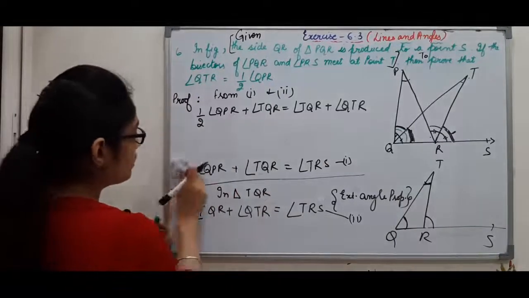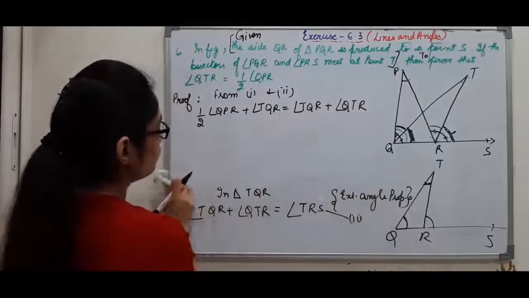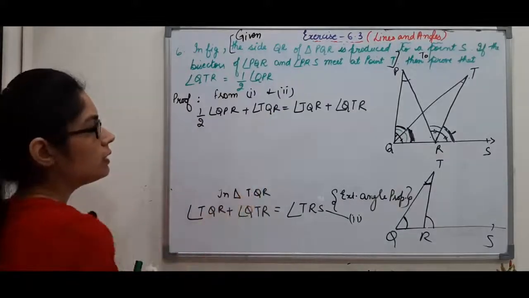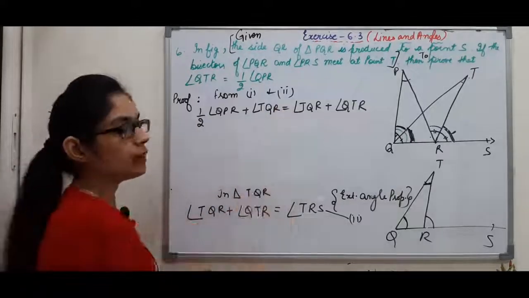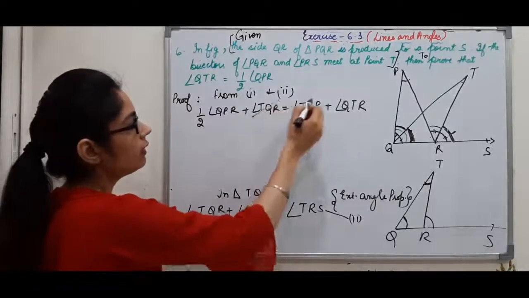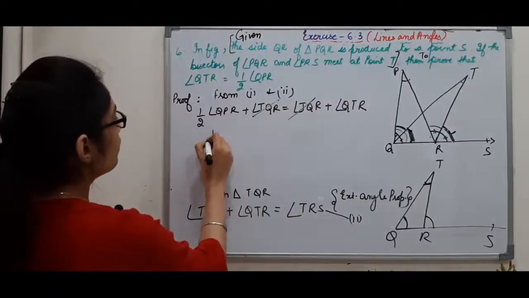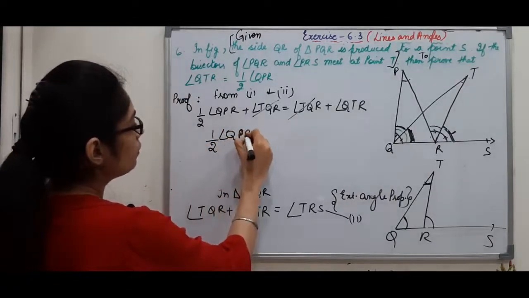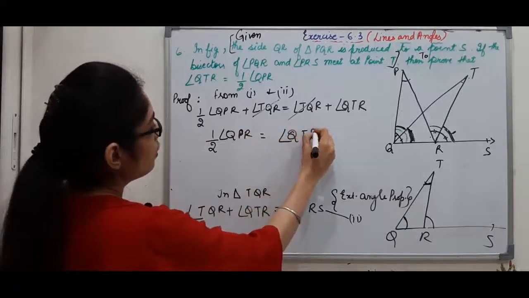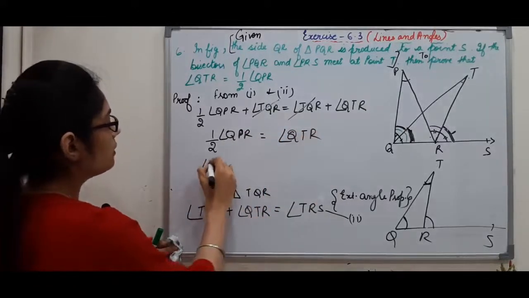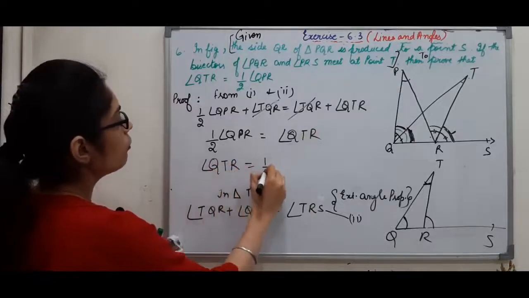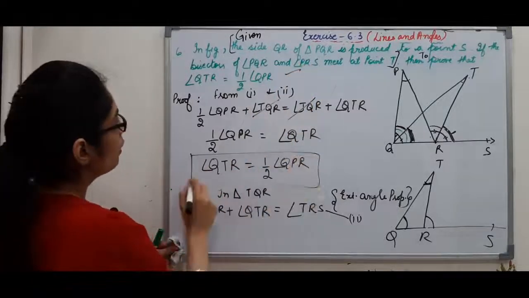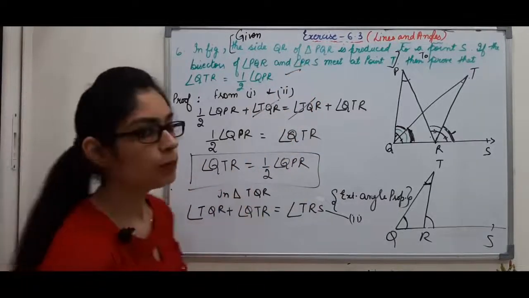Now if you see this equation, TQR is present on both sides with the same plus sign. Whenever anything is present on both sides of an equation, it gets cancelled directly. So now we get half of QPR is equal to angle QTR, or we can rewrite it as angle QTR is equal to half of angle QPR. See, this is what we had to prove: QTR is equal to half of angle QPR.